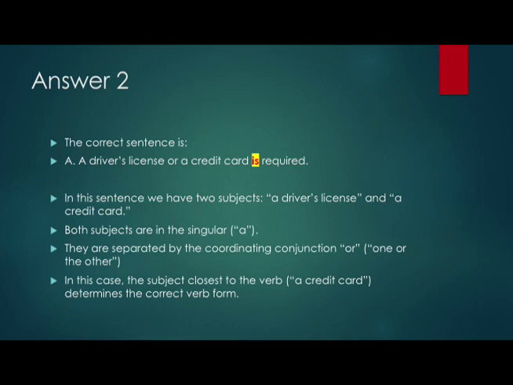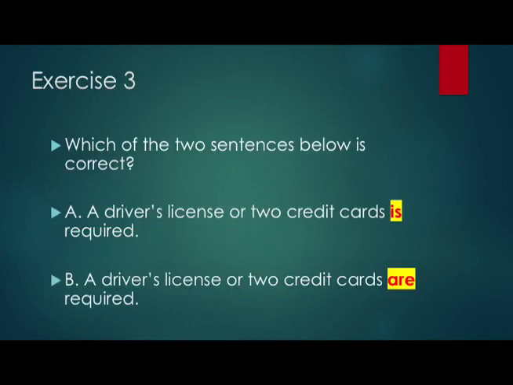They are separated by a coordinating conjunction, or. So it's one or the other. Okay. So in that case, the subject closest to the verb, and in this case it's a credit card, determines the correct verb form, which in this case is the word is.